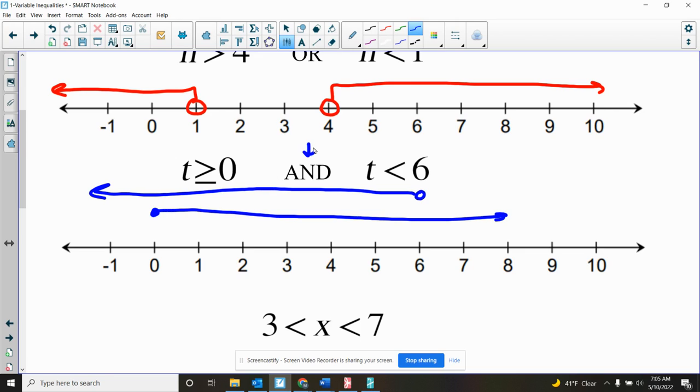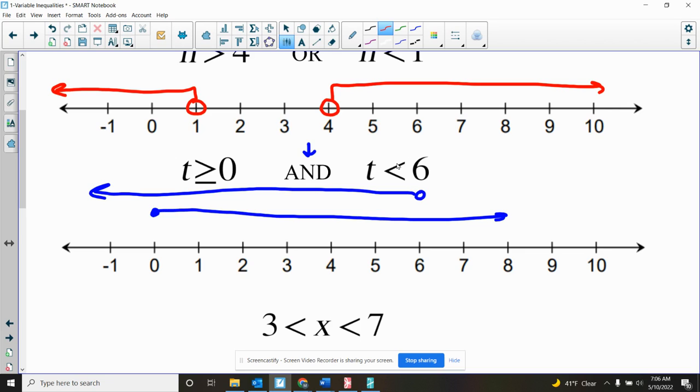The and means I want only the numbers that solve them both. So for example, 3 solves them both. It's in the overlapping section. 3 is greater than 0 and 3 is less than 6. But, for example, 8 doesn't solve them both. That's only a solution to one inequality because 8 is not less than 6.